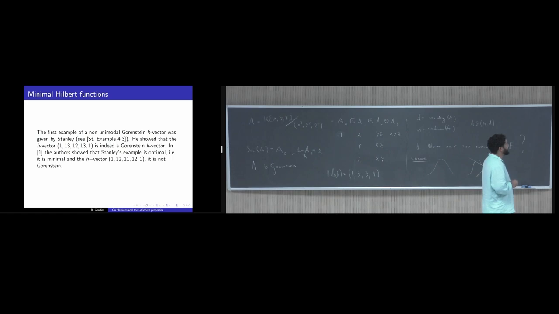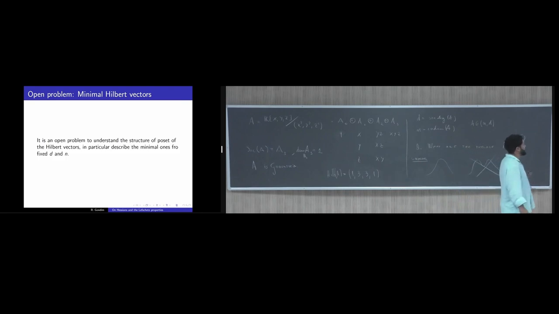The first example of a non-unimodal Gorenstein Hilbert function was given by Stanley, which is 1, 13, 12, 13, 1. Stanley proved that it's a Gorenstein vector, and Migliori, Nagel, Zanello showed that in fact it is minimal. So it's the first work in the direction of showing the minimality of some Hilbert vector.